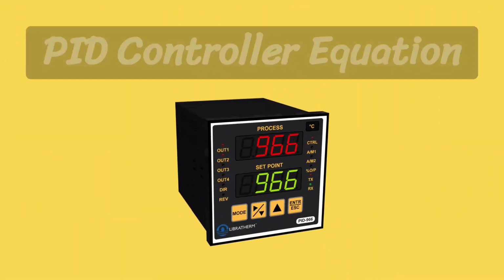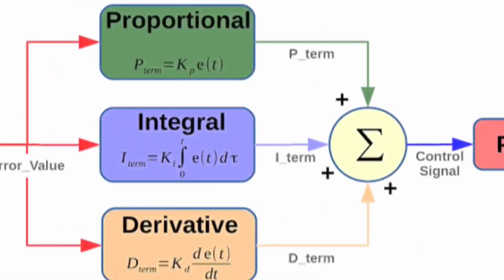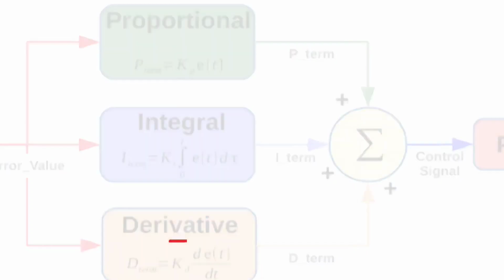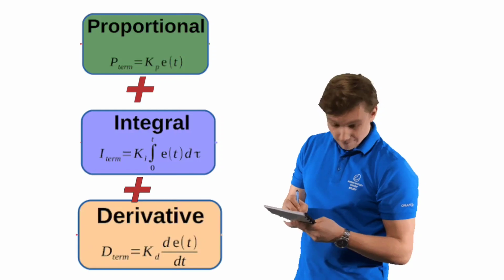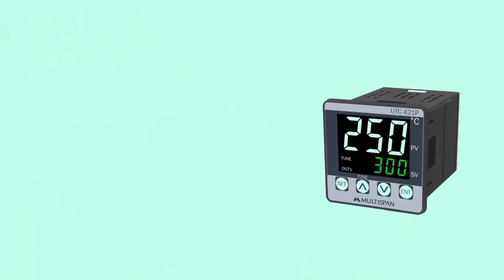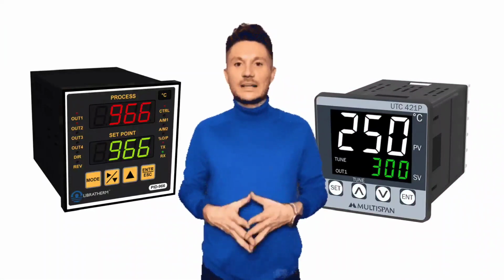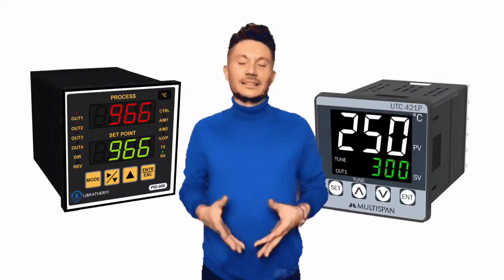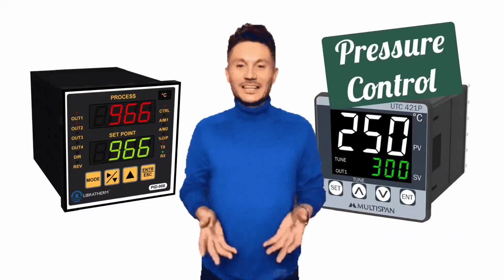Now let us see the equation of PID controller. The equation of PID output is: PID output equals Kp multiplied by error, plus Ki multiplied by sum of errors, plus Kd multiplied by rate of change of error. This equation helps us to calculate the output. Now let us see the application of PID controller. PID controllers are used in many applications, like temperature control, motor speed control, level control, pressure control, and many more.